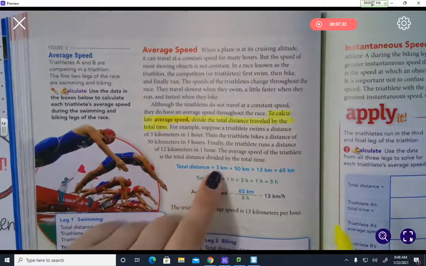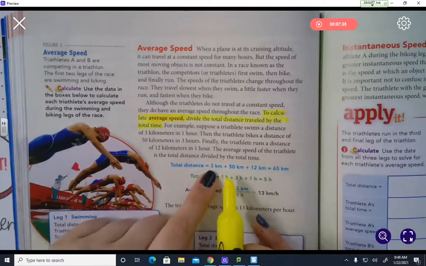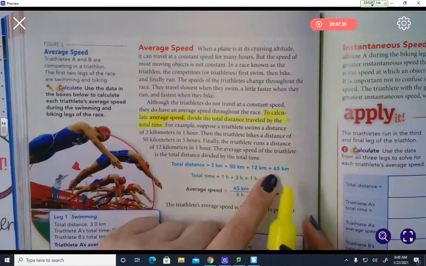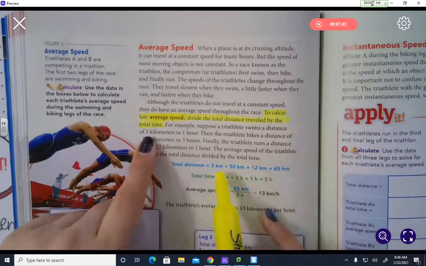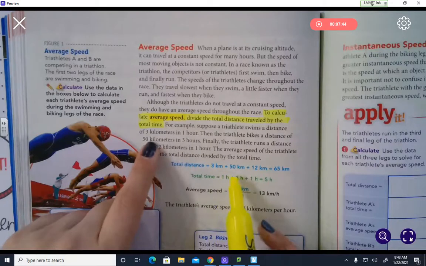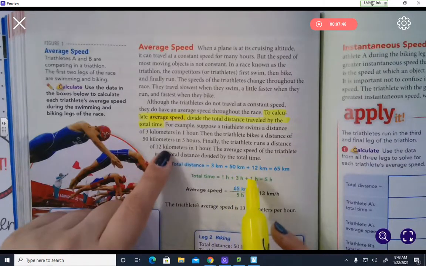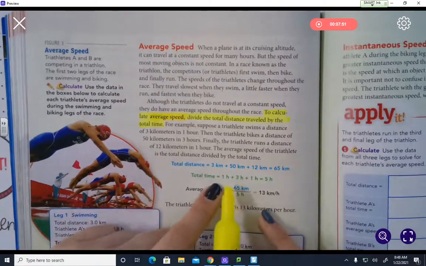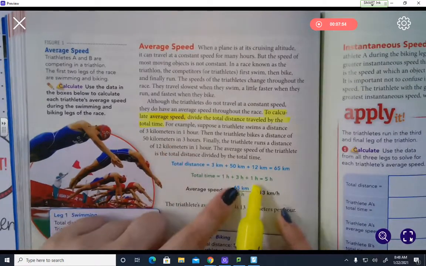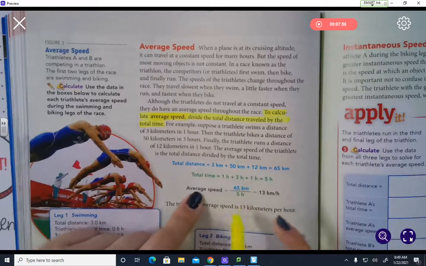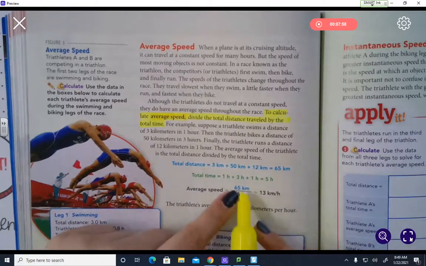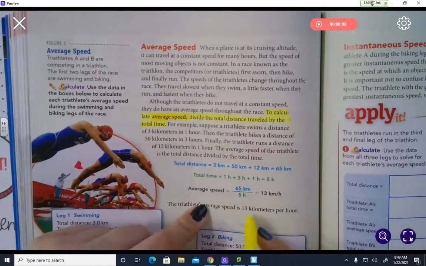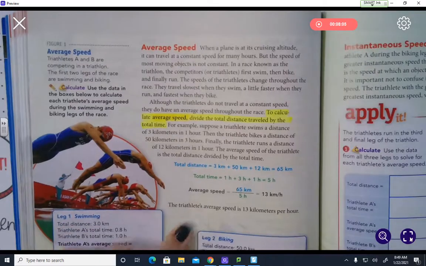So for the total distance, you would add the 3 kilometers, the 50 kilometers, and the 12 kilometers, and you would get 65 kilometers, because it was 3 kilometers to swim, 50 kilometers to bike, and 12 kilometers to run. And then you would do the total time. 1 plus 3 plus 1 is 5. So for the average speed, you would do the distance, 65 divided by 5. So the average speed would be 35 kilometers per hour.